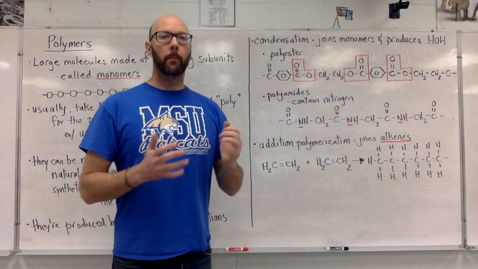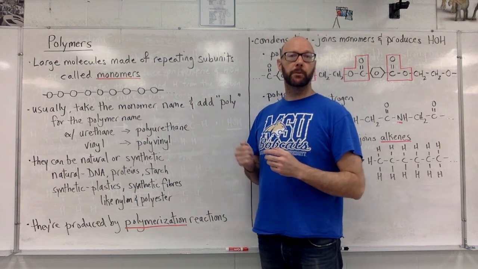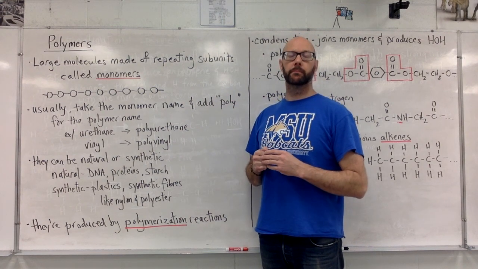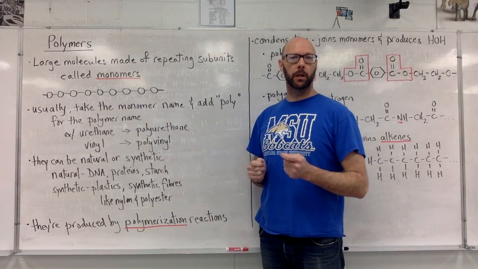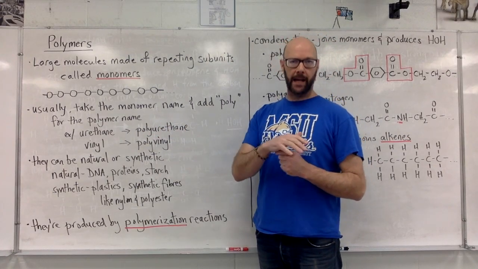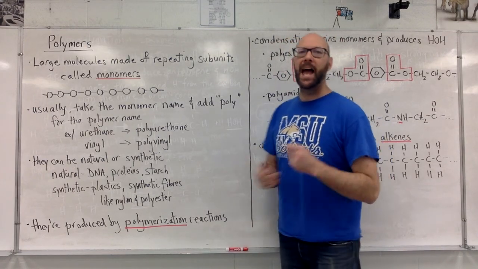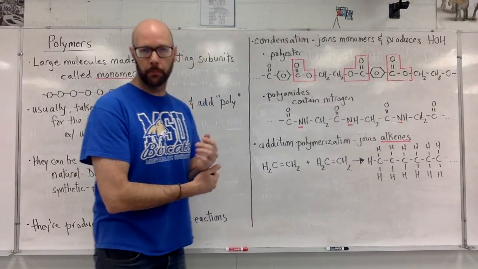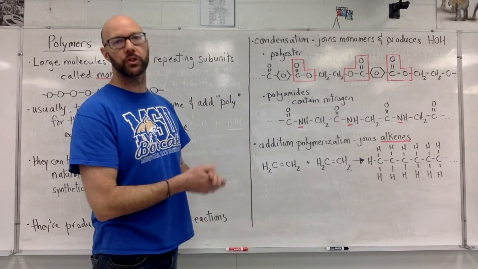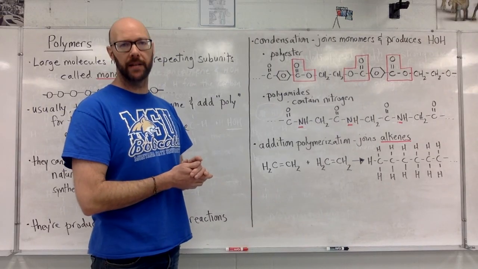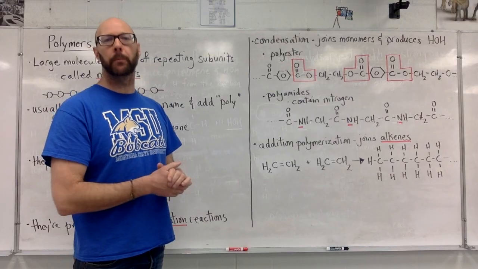So, polymers are large molecules composed of repeating subunits called monomers. There's a relationship between the monomer name and the polymer name, taking poly on or adding it into the name. They can be natural or synthetic, and they can be formed in two different kinds of polymerization reactions. Condensation, which is going to produce polyesters and polyamides, and the process of joining alkenes together, addition polymerization.